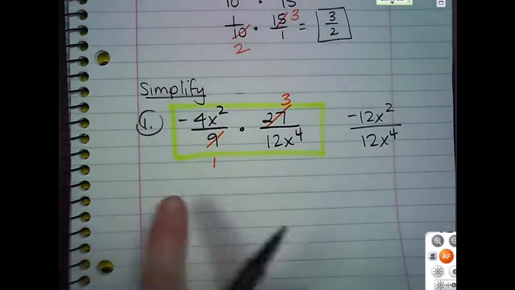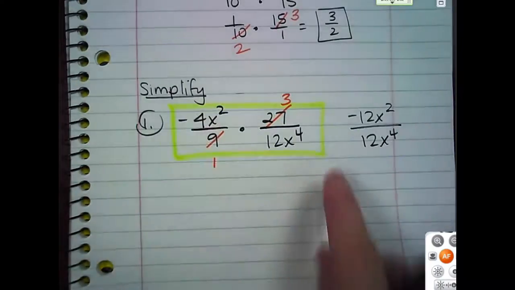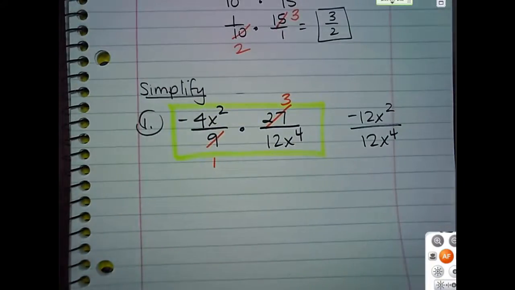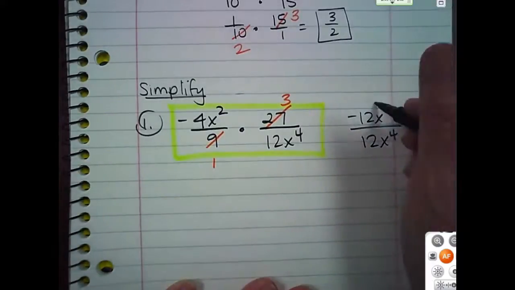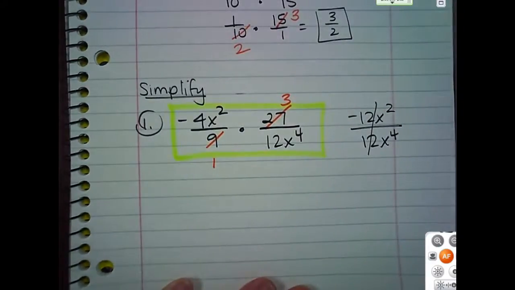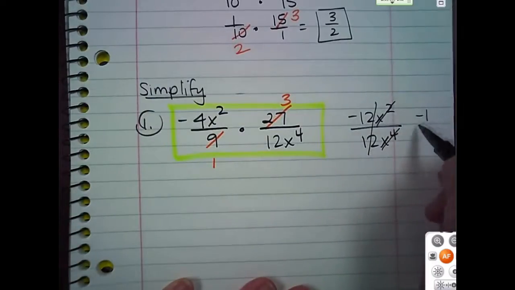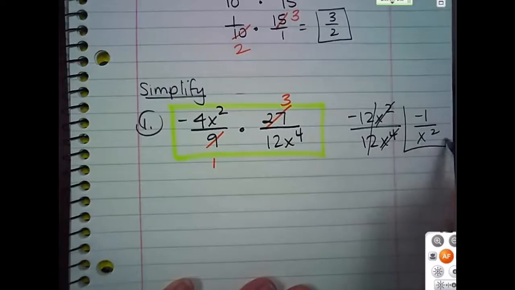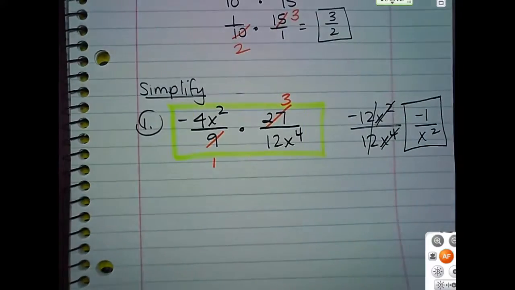I could have kept going. The 4 and 12 can be simplified, the x's can be simplified, right? But it gets messy. So what can I do from here? These cancel, leaving me with a negative 1 on top, and 2 of these cancel with 2 of these. So negative 1 over x squared. That's what I meant by just waiting.